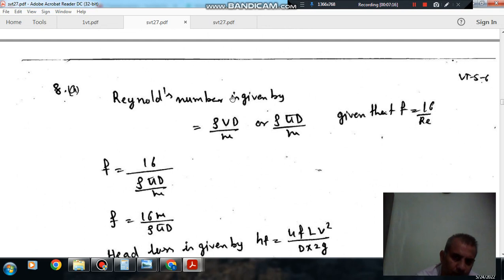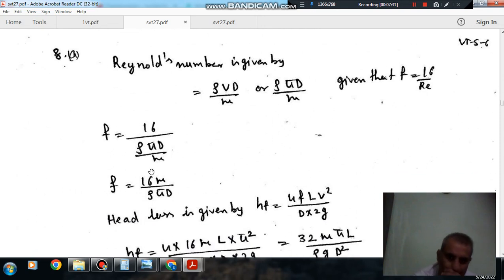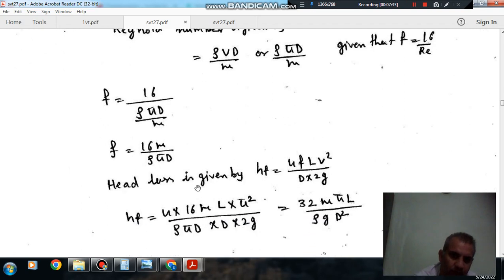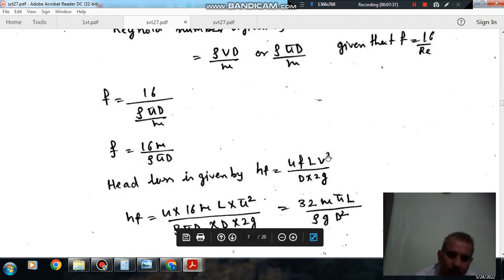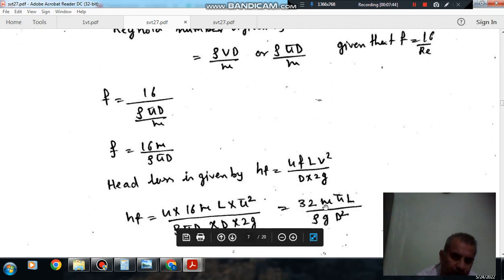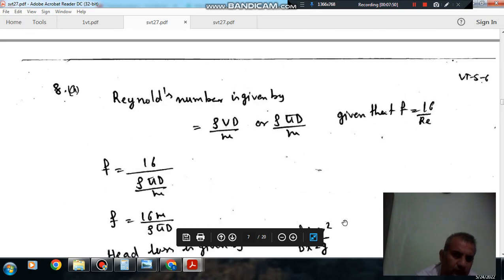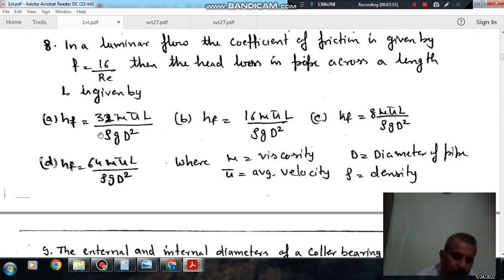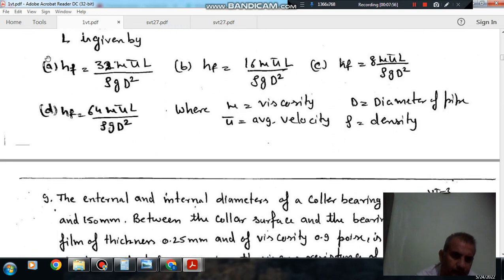So the Reynolds number is rho v d by mu, or in terms of average velocity, rho u bar d by mu. For laminar flow, f is 16 by Re, so f is 16 by (rho u bar d by mu). The head loss is given by 4 f L u bar² divided by 2g d. Putting the value of f, we get that expression as 32 mu u bar L by rho g d². So the answer is option A.